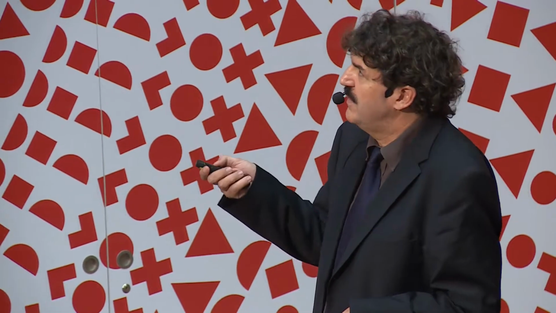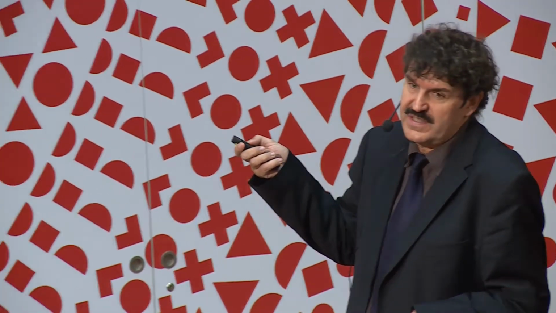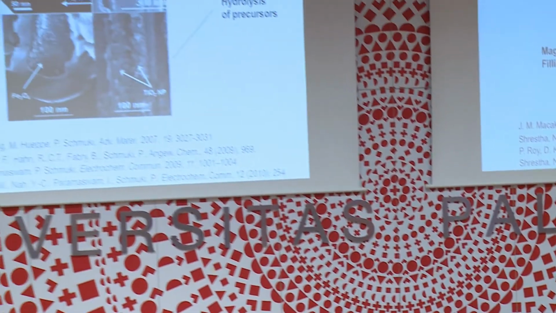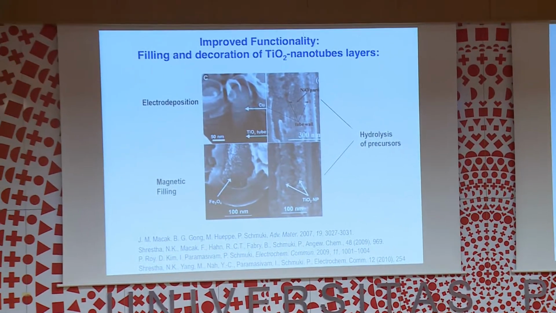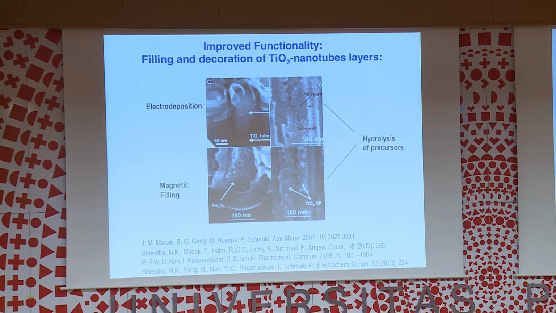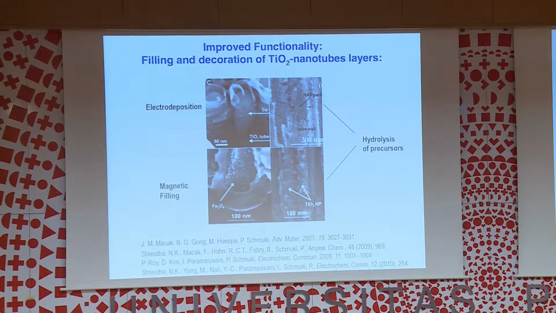Now, you can further improve the functionality of the tubes by suitable junction formation, by electrodepositing material into the tubes, by decorating the tube walls, in this case with nickel oxide. This was aiming at forming PN junctions at the titanium dioxide nickel oxide interface. Nickel oxide is a P-type semiconductor, and this was towards solar cell applications.